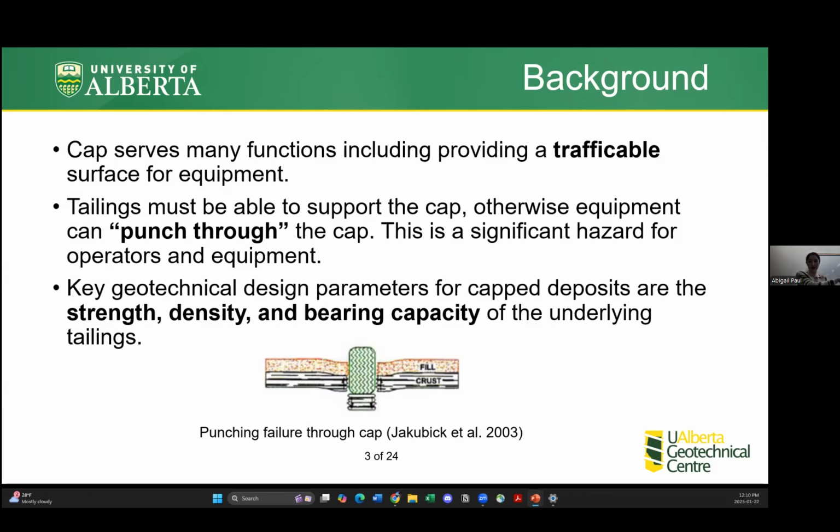But if the tailings can't support the cap, the equipment can punch through into the soft tailings below, become stuck or submerged, and this is a very significant safety hazard for both the equipment and whoever happens to be driving it at the time. So when we talk about the ability of the tailings to support the cap and create a cappable surface, the geotechnical parameters that we mainly look at are things like strength and bearing capacity.